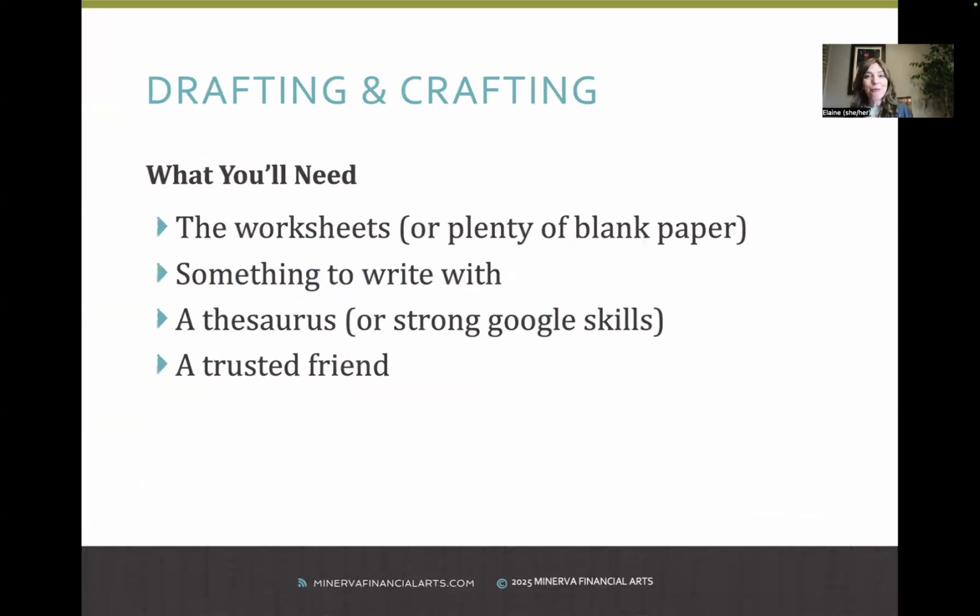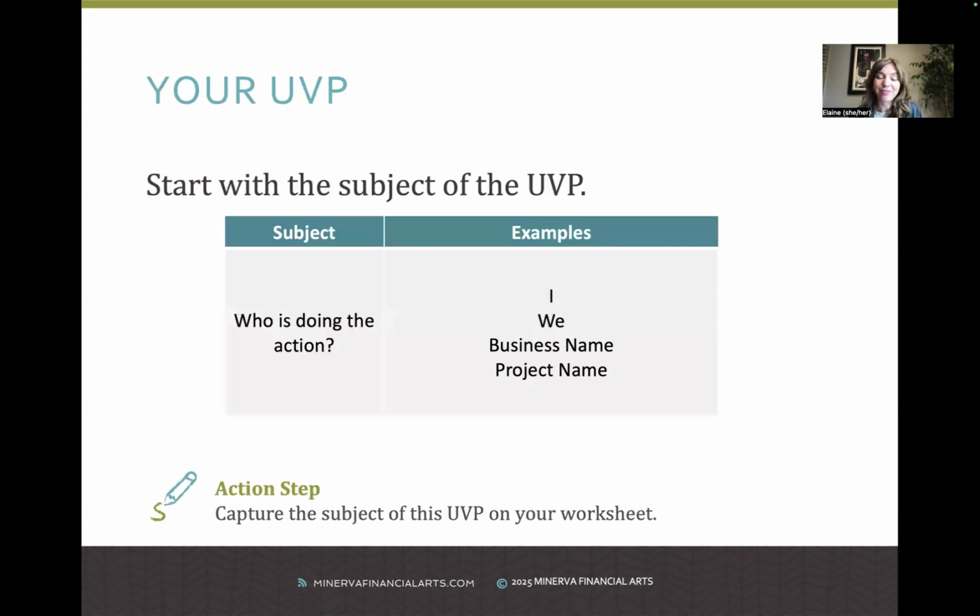There are some worksheets you are welcome to use to work through each part of the UVP. You can also just use blank sheets of paper if that feels more comfortable. And it's probably helpful to have something to write with if that's the style of work you do. And having a thesaurus or some strong Google skills can definitely help, especially when we're thinking about those different action verbs. And we'll also be inviting you to share your UVP. So if you have someone, a trusted friend or peer or mentor who can give you some feedback, that can be really helpful as well.